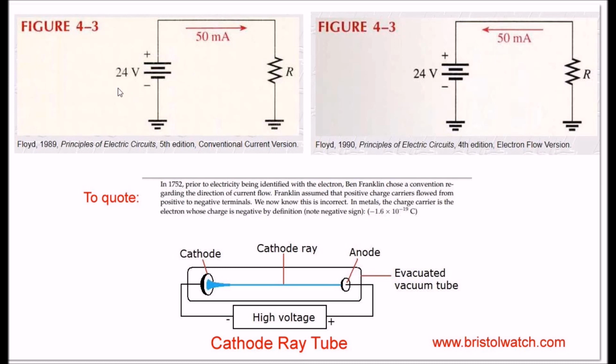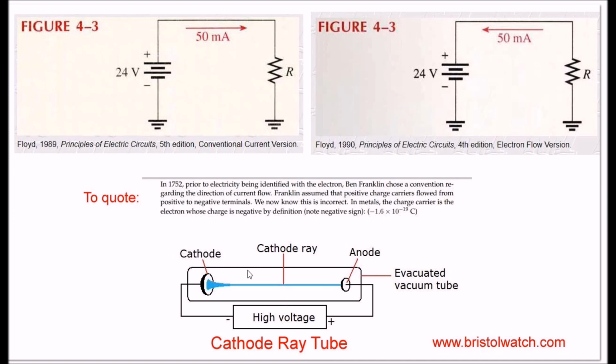Yet in a different edition with the same figure, we have positive flow, or conventional flow as they call it. Let's look down here at the bottom. This is called a cathode ray tube. I should know how these work because I built one in high school. I won an award in physics for it.